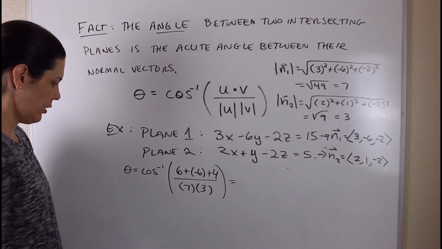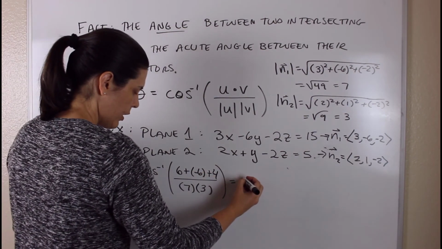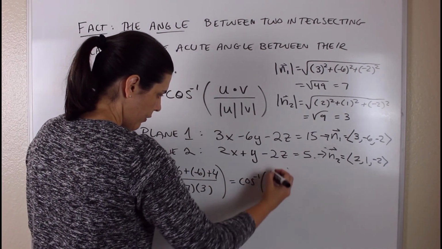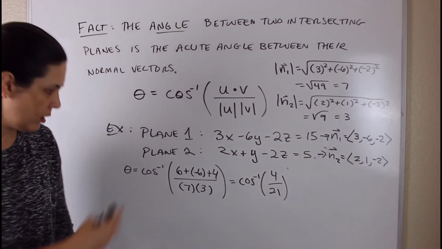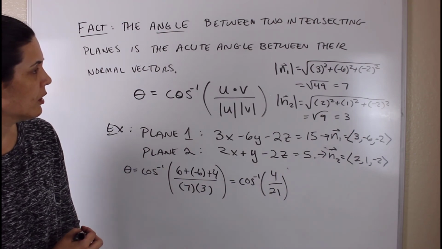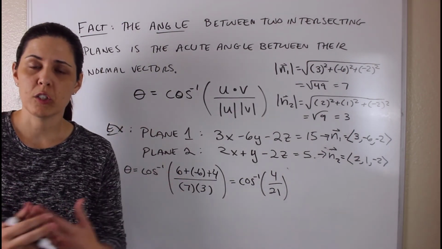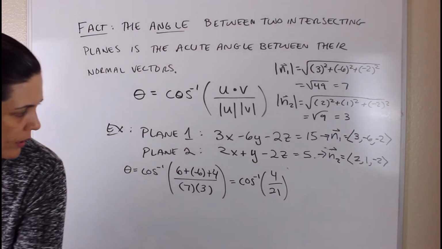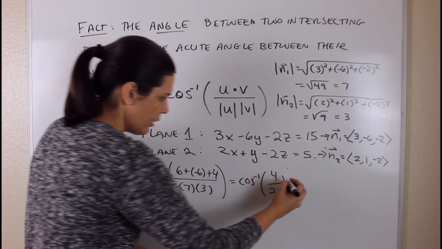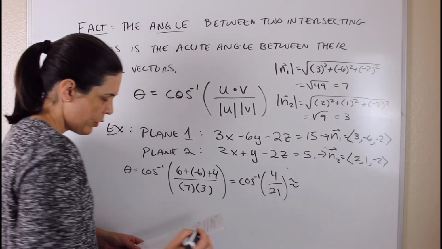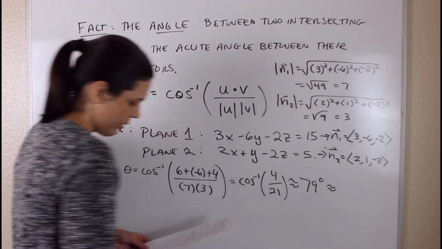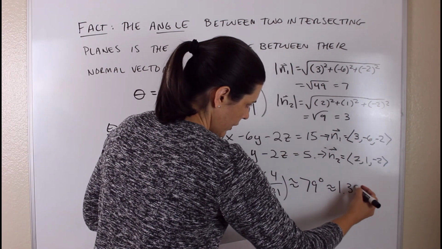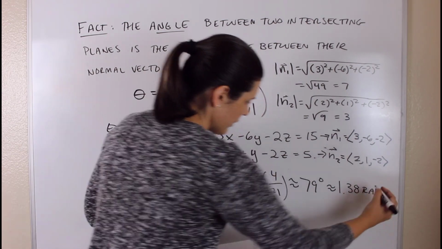Let's make this look a little better. On top we get 4, so cosine inverse of 4 on top, 21 on the bottom. That will be the exact answer. That's our angle between our two vectors, or sorry, technically between our two planes where they intersect. Let me give it to you in more meaningful ways. In degrees, this is about 79 degrees, and in radians, this is about 1.38 radians.